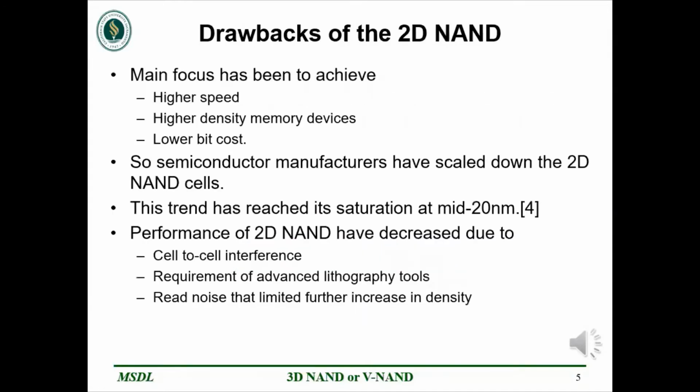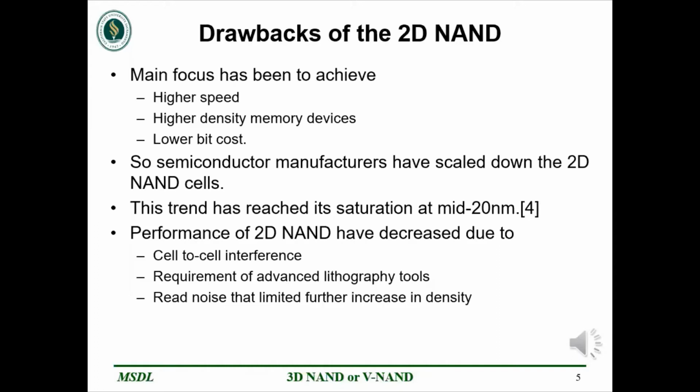Over the last decade, flash memory has focused on trying to increase its memory capacity, increase its speed, and lower its bit cost. In order to achieve this, semiconductor manufacturers have focused on scaling down the 2D NAND cells so that they can pack more NAND cells into a given substrate. This trend, however, has reached its saturation, and now we have got a lot of drawbacks for these 2D NAND.